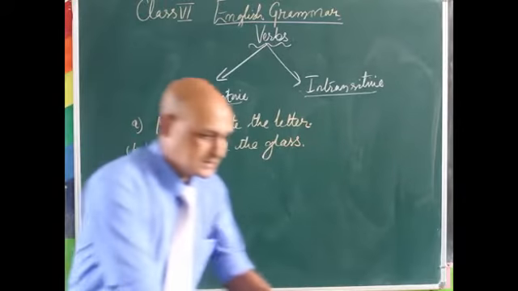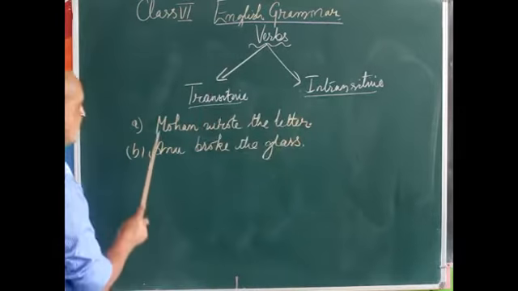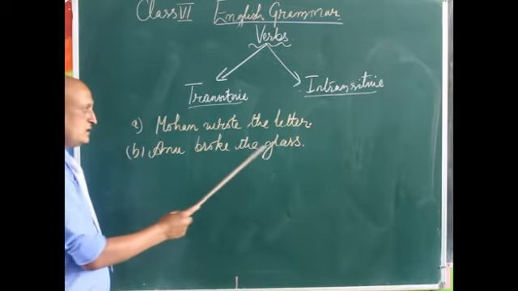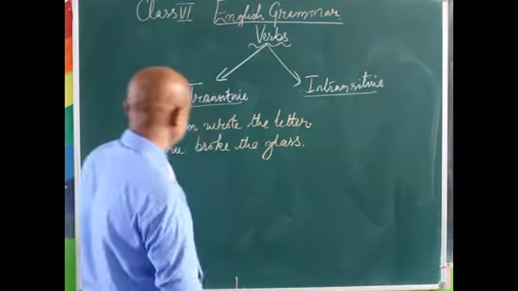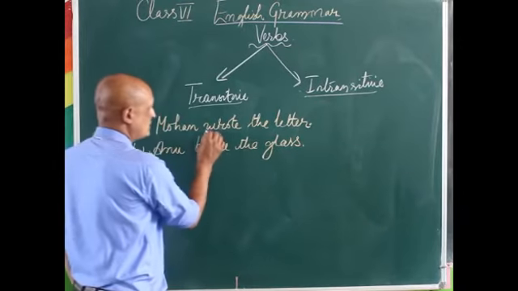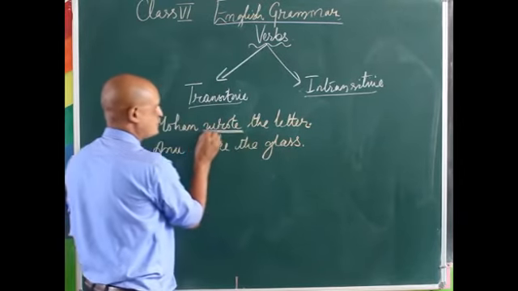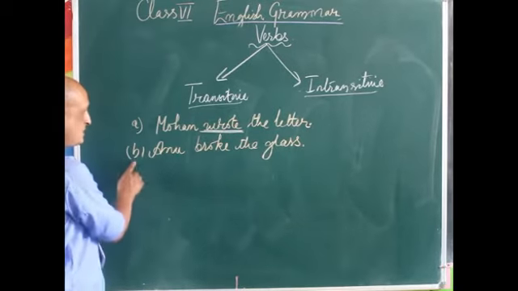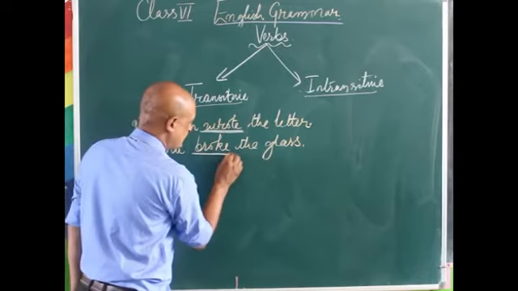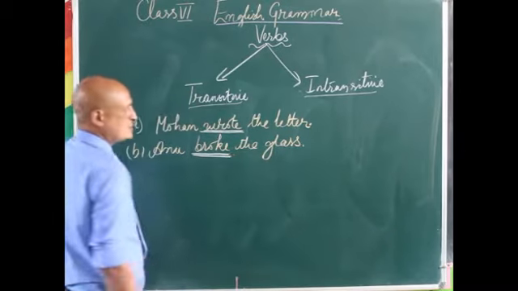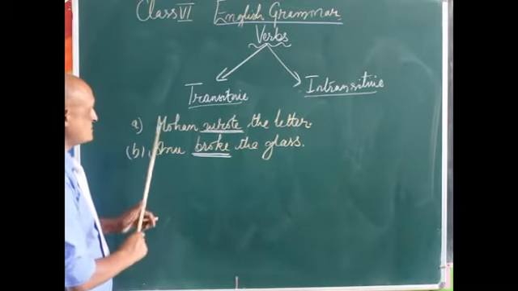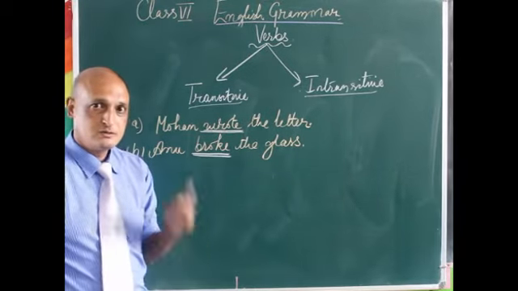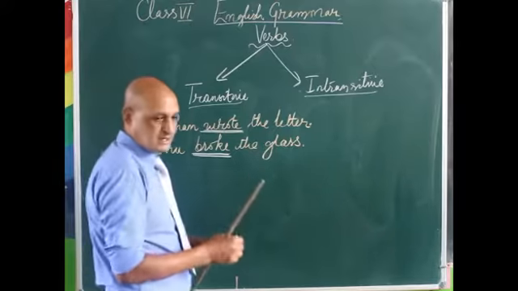Okay, let's see. Here in the sentences: A, Mohan wrote the letter. B, Anu broke the glass. So which is the verb here? In sentence A, the verb is wrote. In sentence B, Anu broke, the verb is broke. So to find out, now here, Mohan wrote. Wrote what? The question, we have the letter.